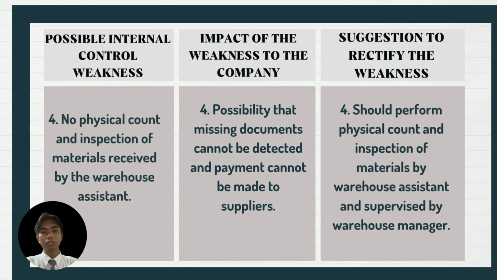The three parts we need to discuss on this question are the possible internal control weakness, the impact of the weakness to the company, and the suggestion to rectify the weakness. For the first part, there is no physical count and inspection of materials received by the warehouse assistants. The impact of this weakness to the company is the possibility that missing documents cannot be detected and payment cannot be made to suppliers. And the suggestion to rectify this weakness is that physical count and inspection of materials should be performed by the warehouse assistant and supervised by the warehouse manager.